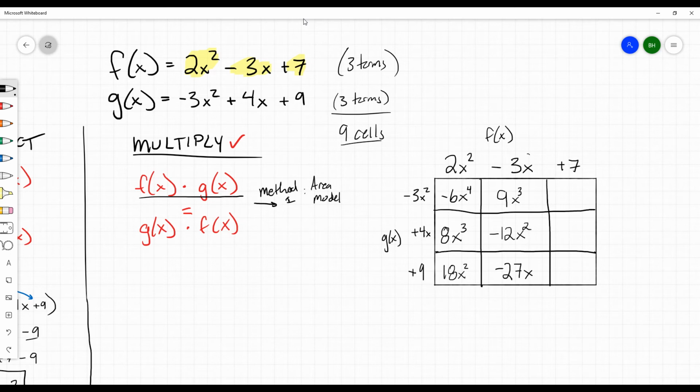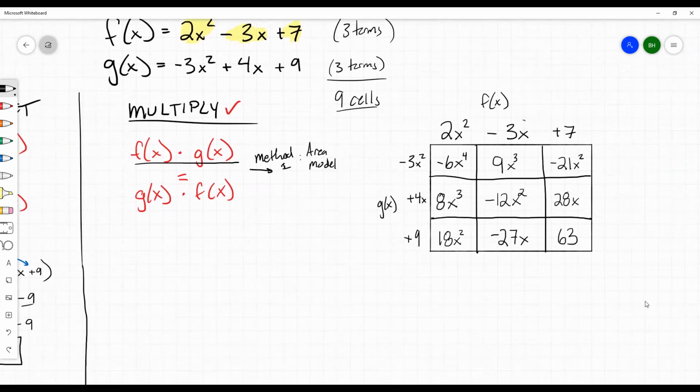7 times negative 3x squared is negative 21x squared. 7 times 4x is 28x. And then 7 times 9 is 63. So now you should have 9 different terms that you then can start combining like terms.